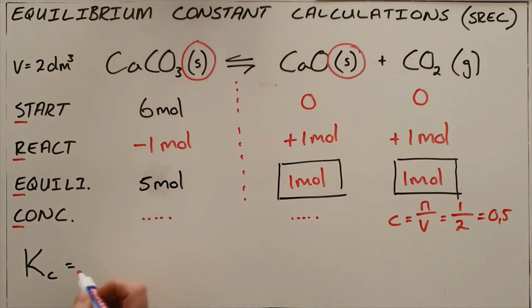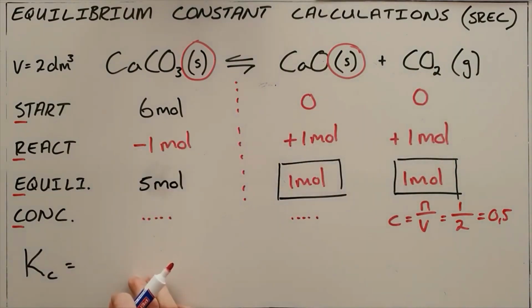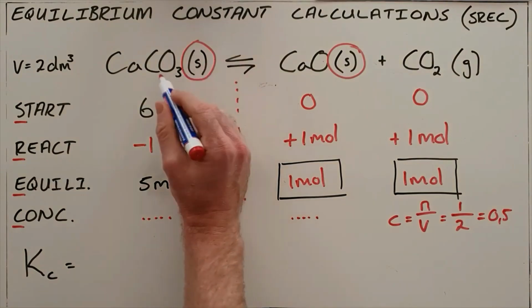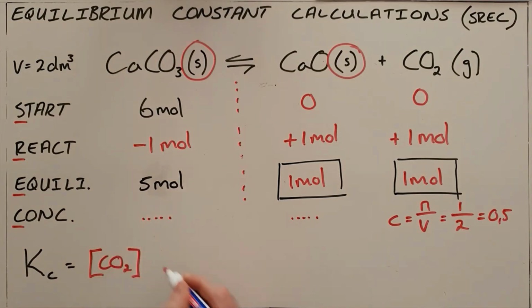And then finally, when calculating our equilibrium constant, it would normally be all of the products over the reactants, but once again, because solids do not have a concentration, the equilibrium constant for this reaction is just equal to the concentration of carbon dioxide, and therefore 0.5.